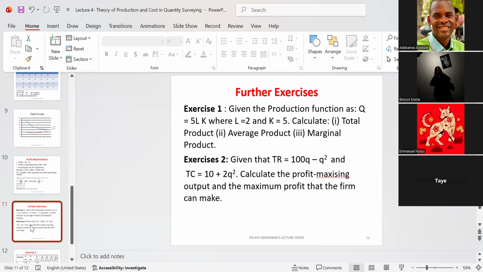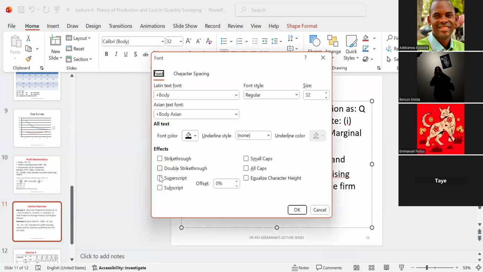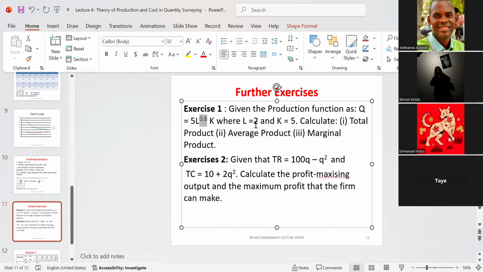oh, I just remembered that something is missing here. 5L, let me insert it, raised to power 0.8. Let me try and insert it. I hope I can do that with this time. Yes, let me try subscript. Okay, 0.8, then K raised to power 0.2.